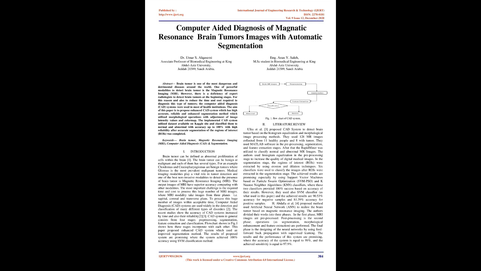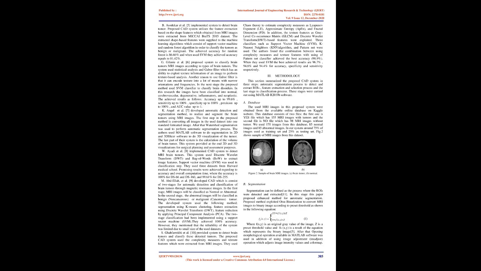However, they also used the SVM classifier, as used in this paper, and the achieved results are 90.53% accuracy for negative samples and 81.39% accuracy for positive samples. Abdallah et al. 4 proposed a method that used an artificial neural network, ANN, to recognize brain tumor based on magnetic resonance imaging. The authors divided their work into 3 phases.